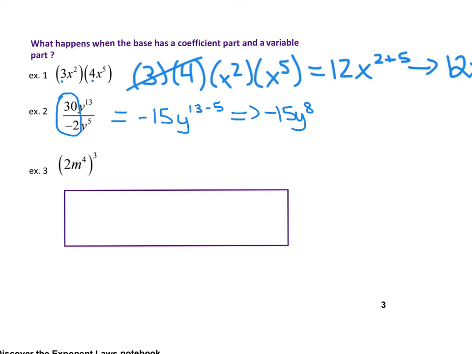Example 3. This is what you need to note: that 2 is in a bracket as well, so it also applies to the exponent law of 3, at least in this situation. So 2 to the power of 3 gives me a value of 8. Then m is my base, and 4 to the exponent of 3 is like multiplying. I should put 4 first, sorry. So we get 8m to the power of 12.